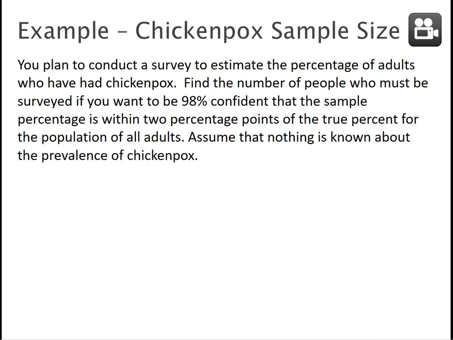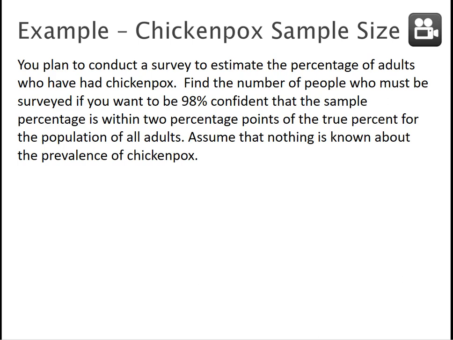Hi class, in this video we'll be doing the example titled Chickenpox Sample Size. So you plan to conduct a survey to estimate the percentage of adults who have had chickenpox. Find the number of people who must be surveyed if you want to be 98% confident that the sample percentage is within 2 percentage points of the true percent for the population of all adults. Assume that nothing is known about the prevalence of chickenpox.